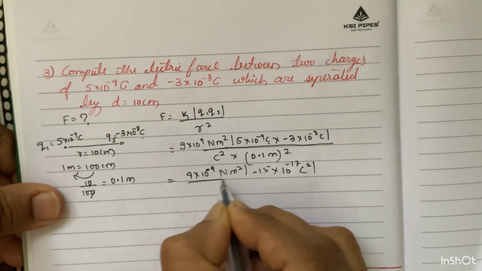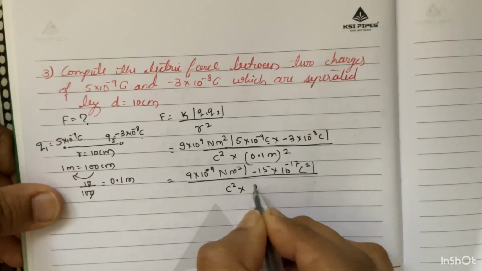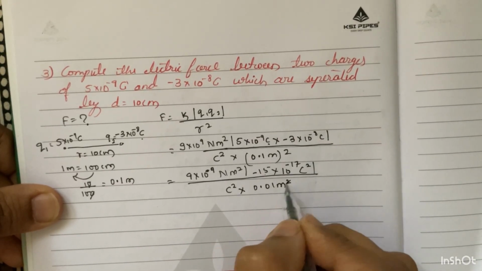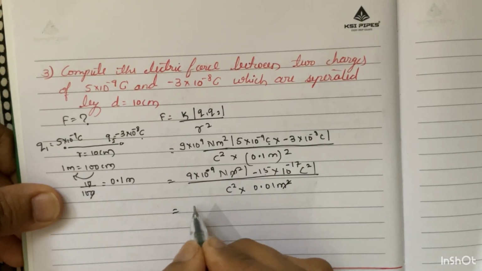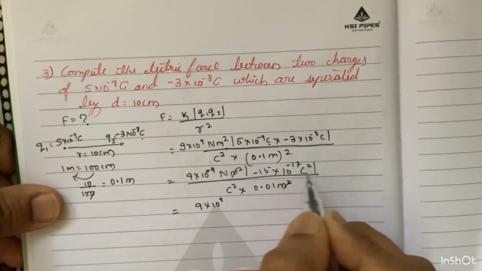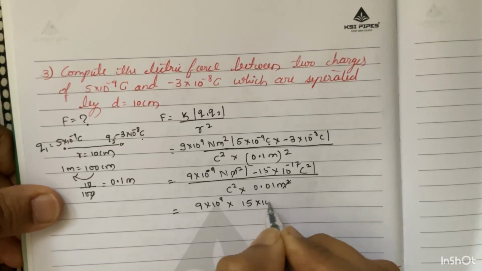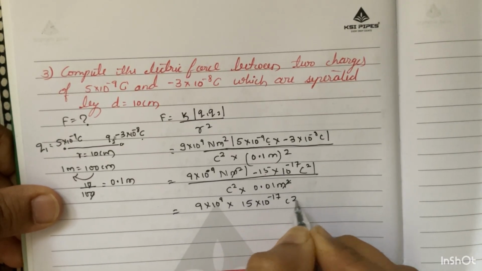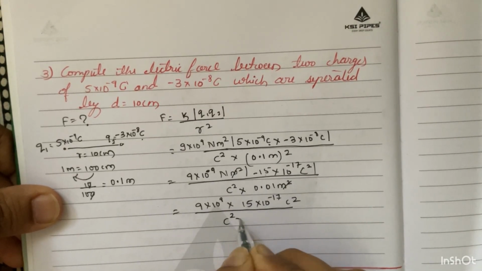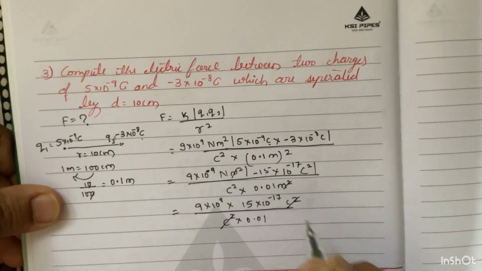Okay, now in the denominator, c squared into this we need to multiply 2 times, so I'll have 0.01 meter squared. Now meter squared and meter squared get cancelled, and we are left with 9 into 10 raised to the power 9. And I'm going to open this absolute, so I'll have positive 15 into 10 raised to the power negative 17 c squared whole divided by c squared into 0.01. Okay, now this gets cancelled here.